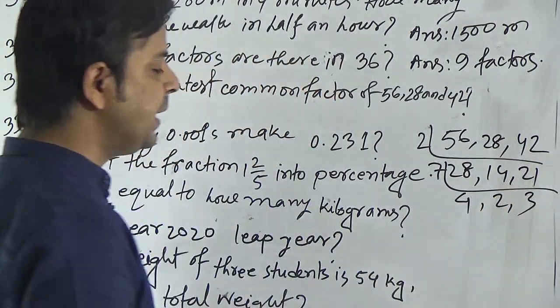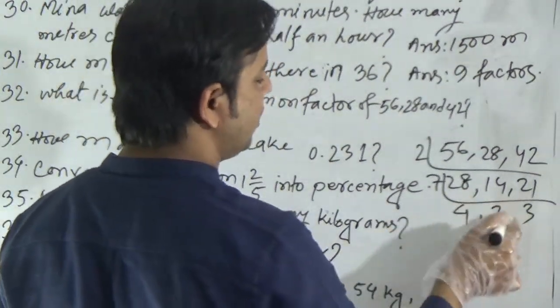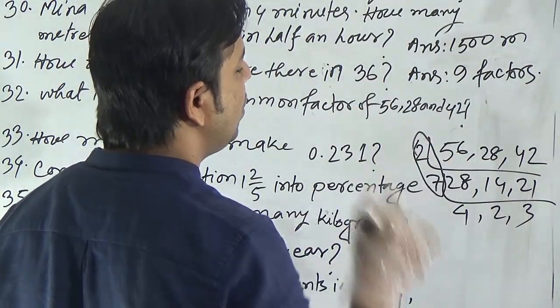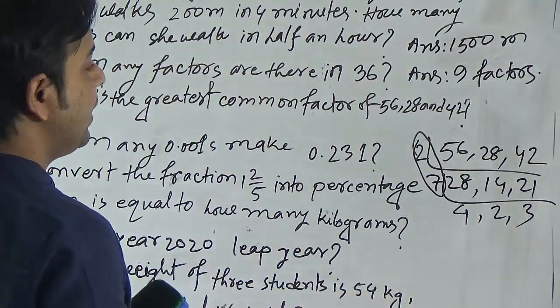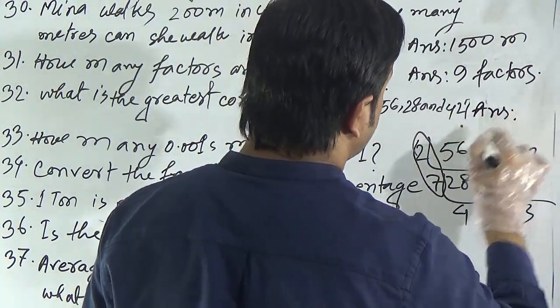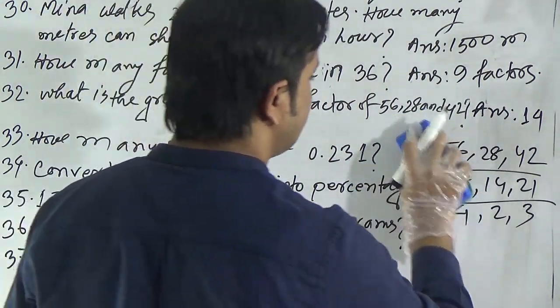We will not get any common factor which can divide all of these. So the product of these two will be the required greatest common factor. So the answer of this question will be 7 2s are 14. Now next question.